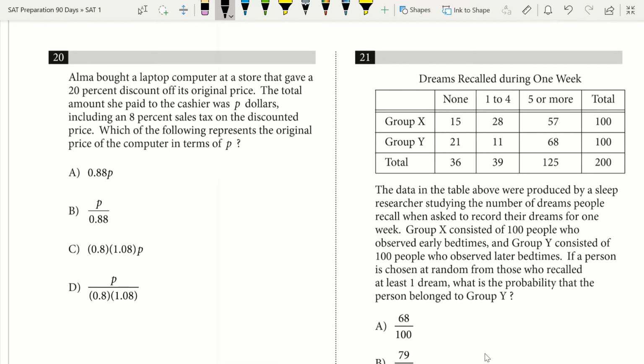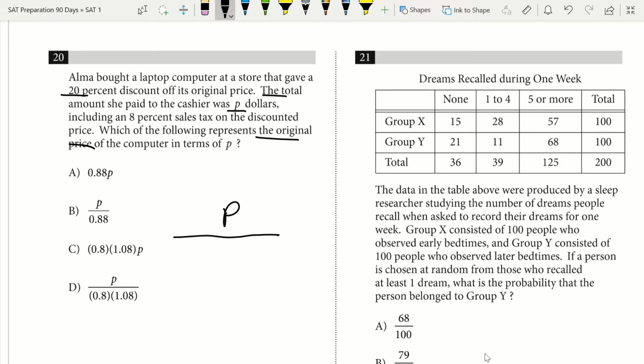Okay, we've got Alma buying a laptop at a computer store. She was given a 20% discount off its original price. The total amount she paid to the cashier is P dollars. So she's paying P dollars, getting 20% off the original price. It looks like we're solving for that original price.